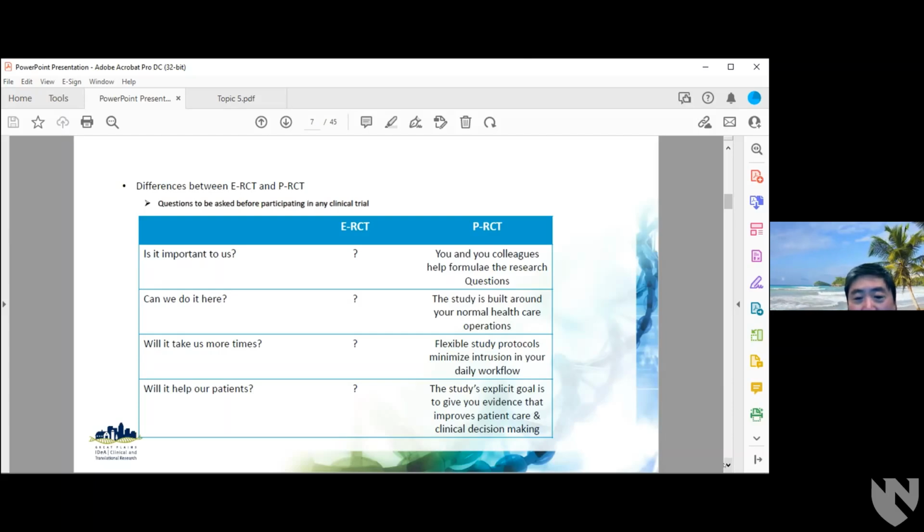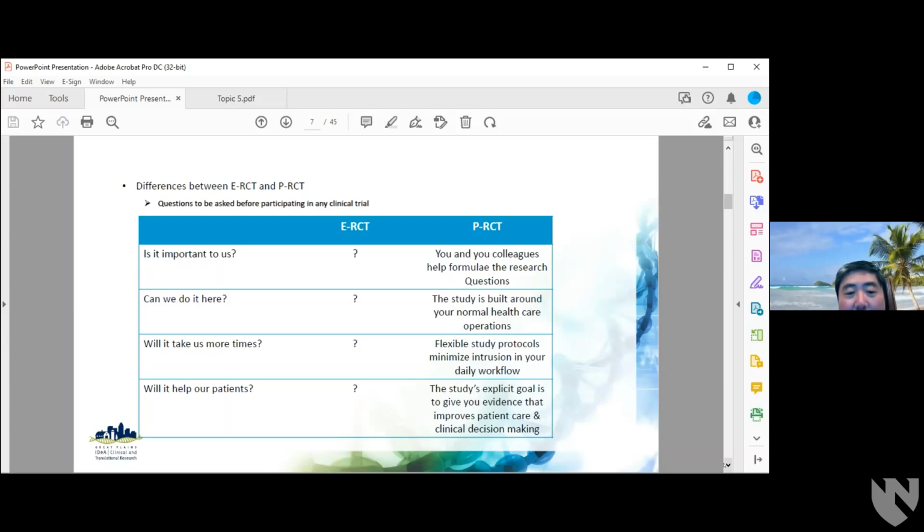For the PRCT, you must develop a flexible study protocol to allow for heterogeneity in setting, population, all this kind of thing. Basically, you try to minimize the intrusion in your daily workflow. That's very important, and will help our patients. In the PRCT, that's actually the goal. You want to demonstrate real-world evidence. Once it's demonstrated, it can immediately improve patient care and clinical decision-making.